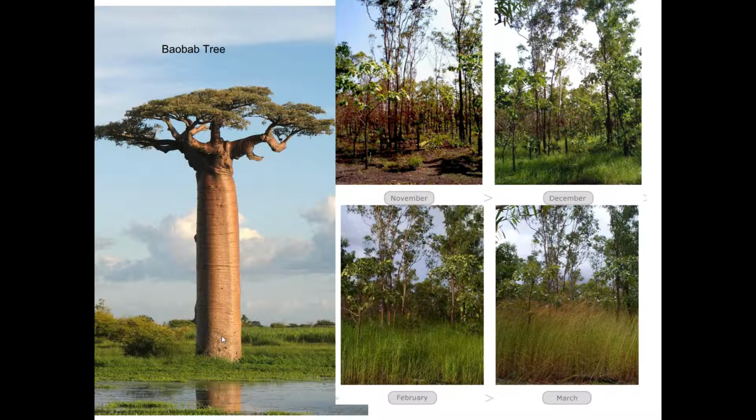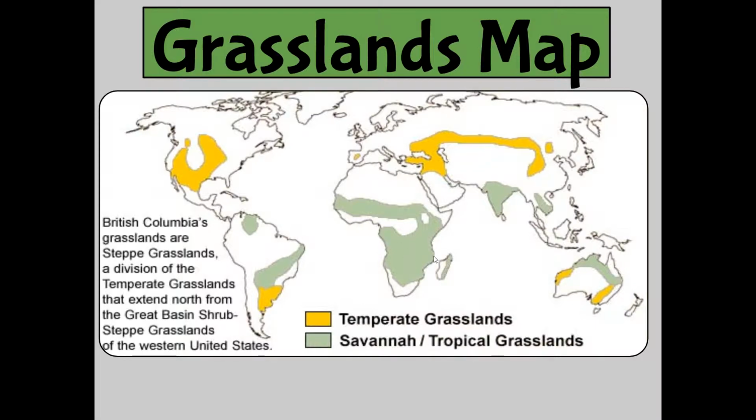Here's an example of a baobab tree. It's able to store a lot of water. You can see this is from the rainy season to the dry season. Different transitions. You can look here on the map. You see North America, parts of Europe and Asia, and part of South America is a temperate grassland, and these tropical grasslands are found mostly in the tropics near the equator. I think mostly tropical grasslands or savannas being in Africa.